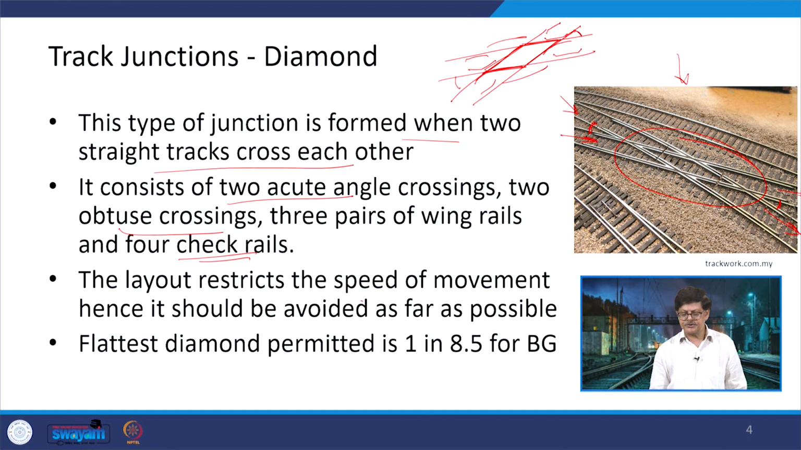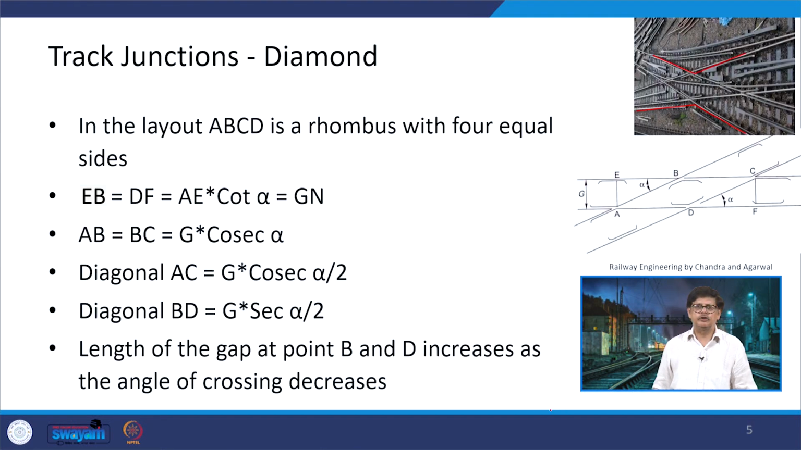The layout restricts the speed of movement and hence it should be avoided as far as possible. The flattest diamond which is permitted is 1 in 8.5 for broad gauge, or otherwise it has to be better than that.